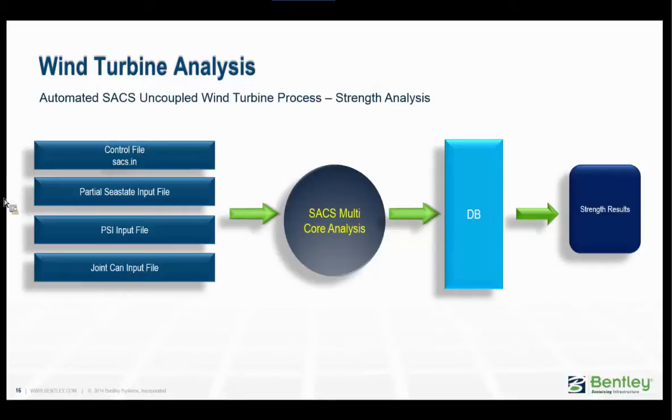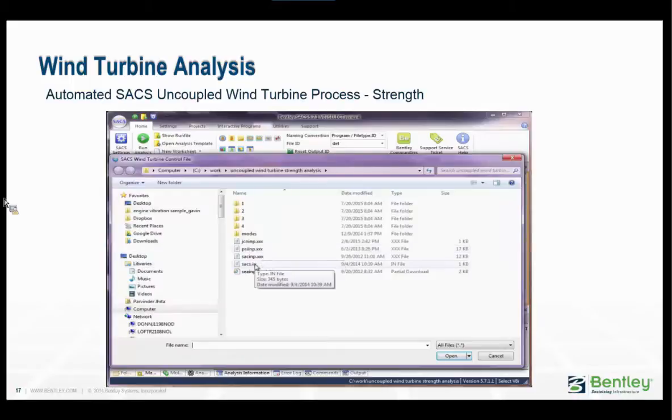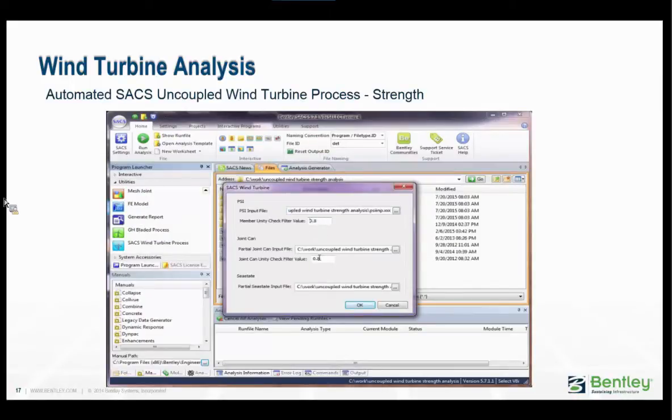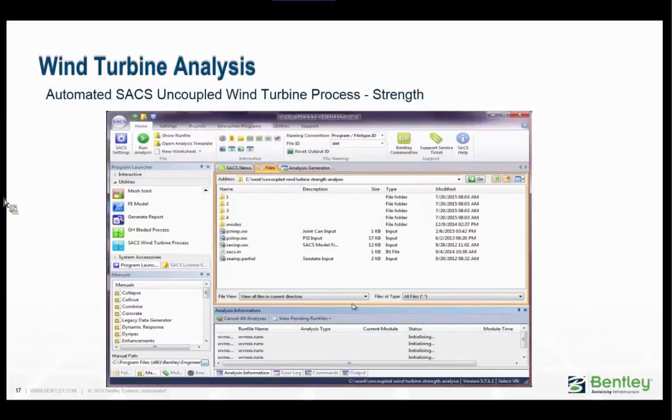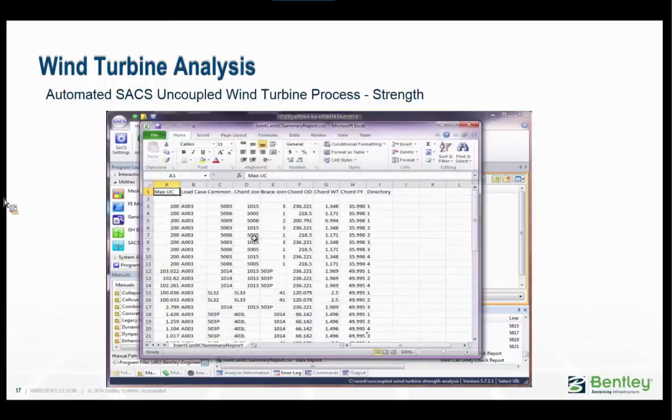Once you have this, you can go ahead and do a full interactive redesign of the structure using the SACS Post-View program. Here again is a little animation showing you how to do a strength analysis. Again, you have the options here to set the upper limit for the unity checks, as well as providing the various files that it needs. Once the analysis is complete, all the unity checks are passed into a SQLite database, and then this database is filtered, and we supply you the critical unity checks.